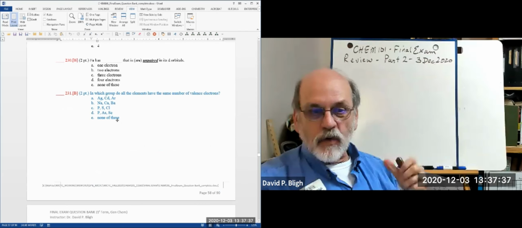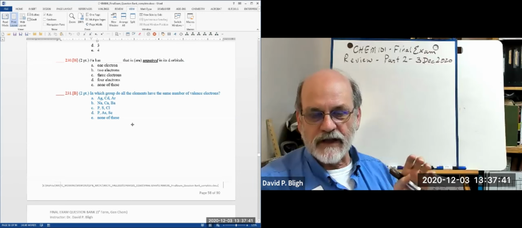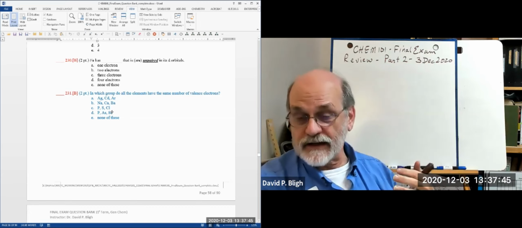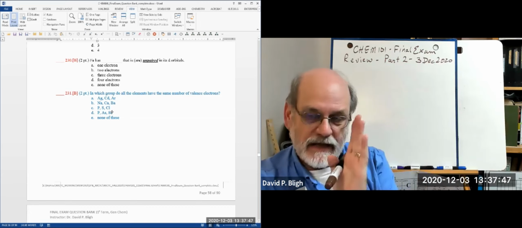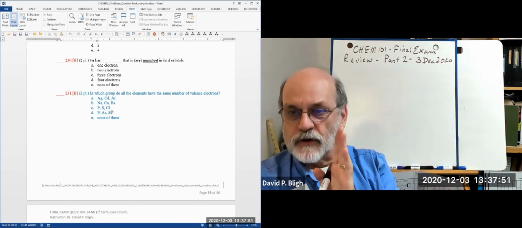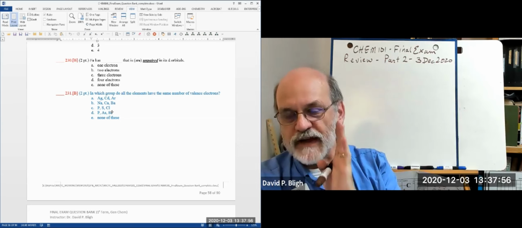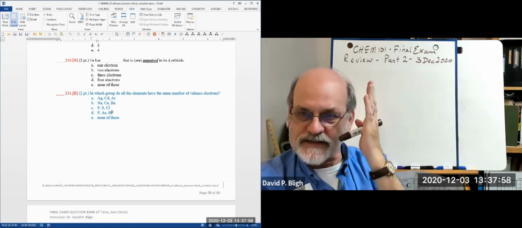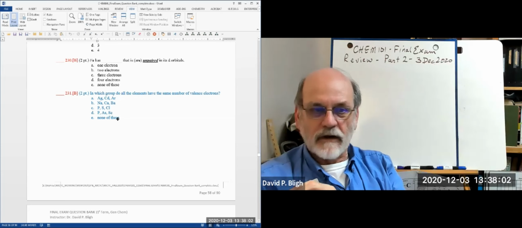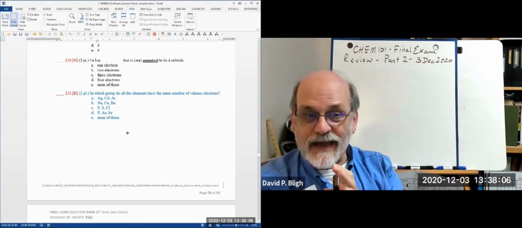In which group do all the elements have the same number of valence electrons? They have to be in the same family because their chemical properties are influenced. They're not exact, but they're influenced by the number of valence electrons, and each group has the same number of valence electrons. So all we have to do is find out which of these has elements in the same family.